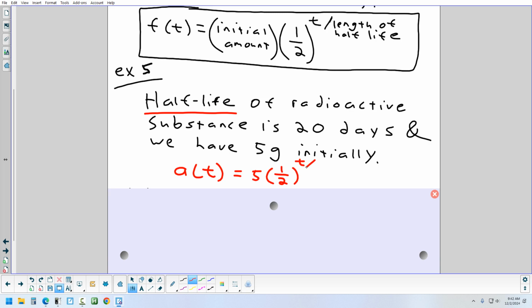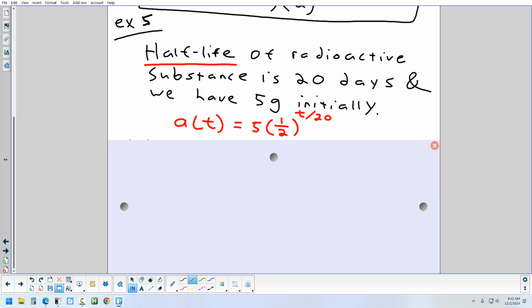Time divided by 20, because that exponent has to be the number of half-life cycles. So if 20 days have gone by, plug in 20 for t, and 20 divided by 20 is 1. That's 1 half-life cycle. Okay, so there's our formula. Any question on the formula?